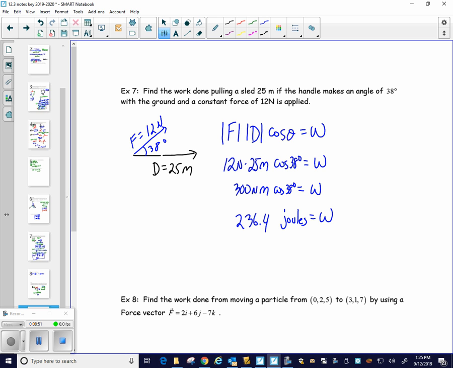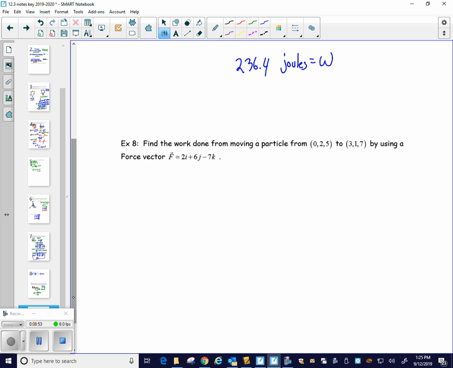All right, last one. Find the work done for moving a particle from the point (0, 2, 5) to another point (3, 1, 7) by using the force vector 2i plus 6j minus 7k. Again, this is a really simple one because in this case I'm given enough information. I can just do D dot F.